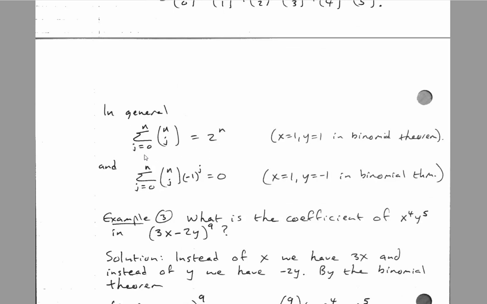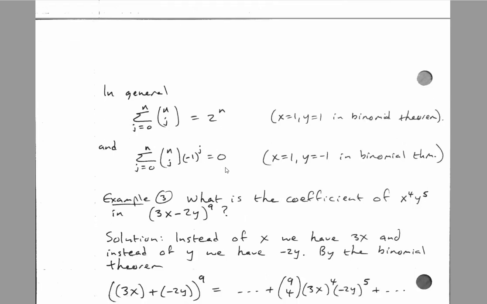So yes, in general, we get these two formulas. If you add up all the binomial coefficients with top number n, you get 2 to the power n. And if you make an alternating sum with the sign switching, of all the binomial coefficients with top number n, then you get 0. Okay, we'll see that pattern again.